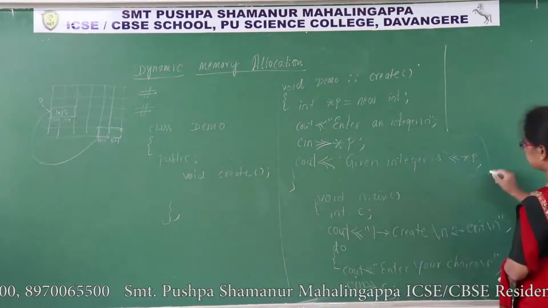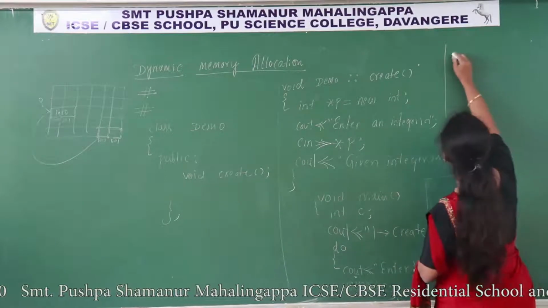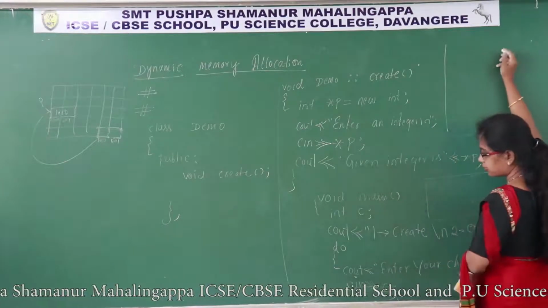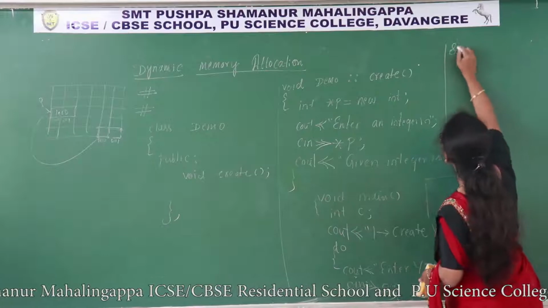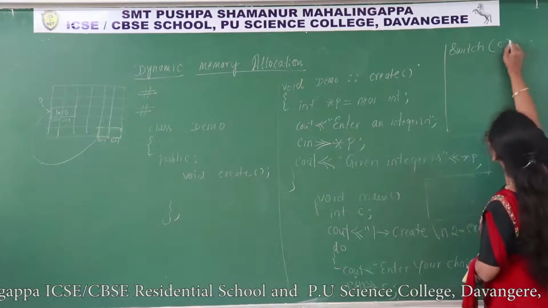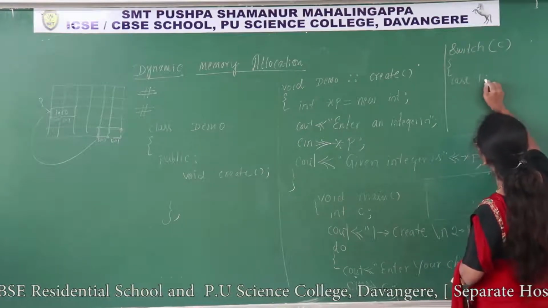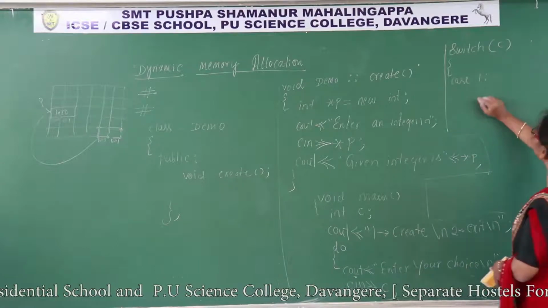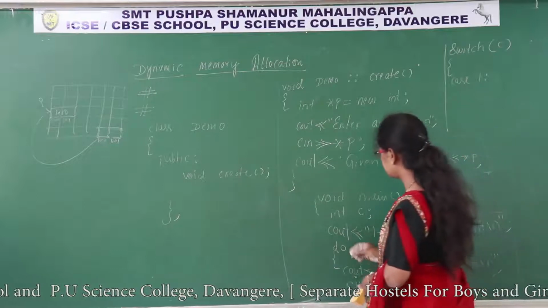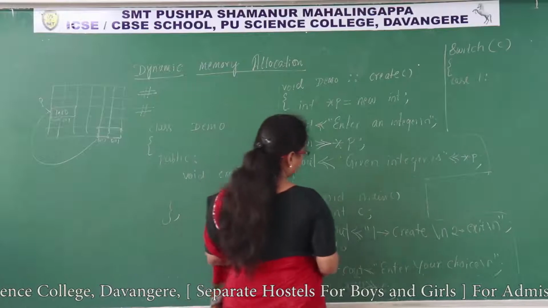Now I'll take, you can take if else, for this if else is enough, or switch. I'll pass c here, case 1, which function I should call? Create function. So create is a member function. To call that function, we have to create an object.